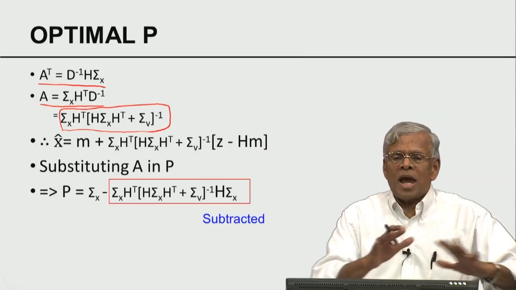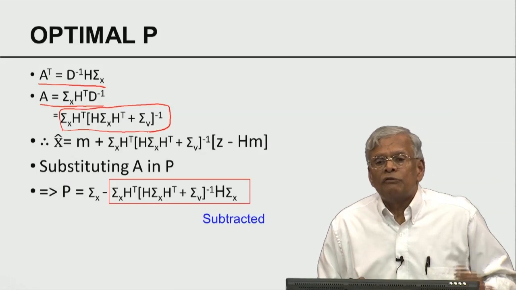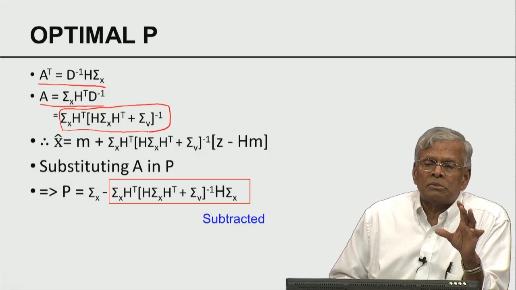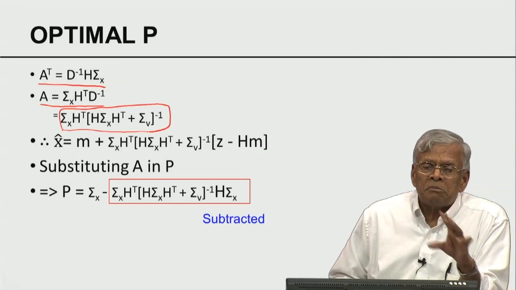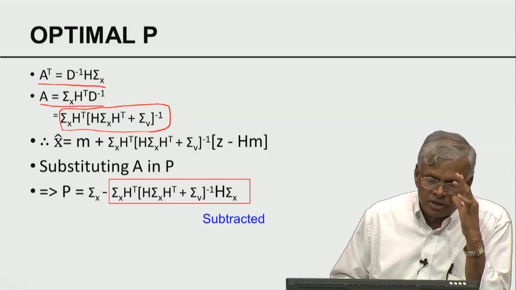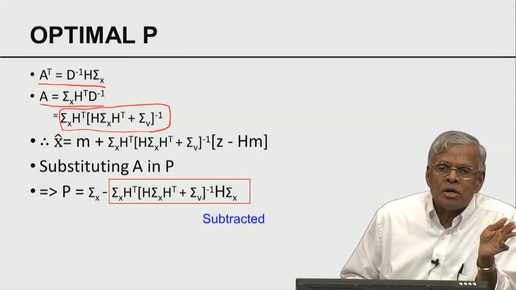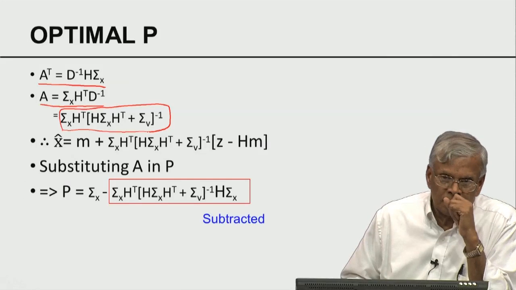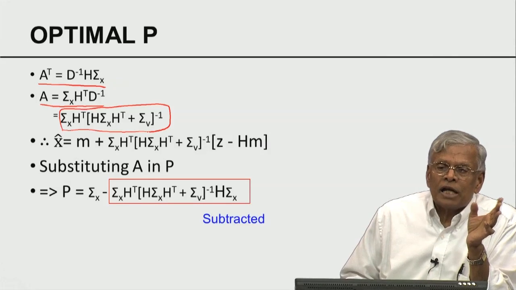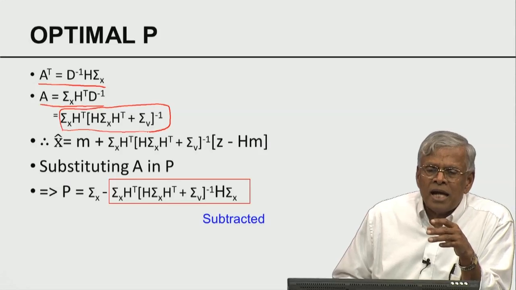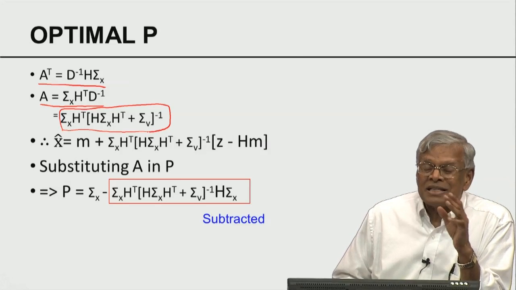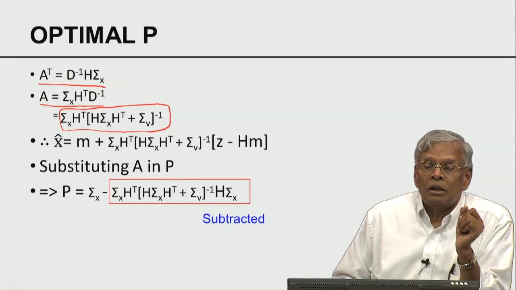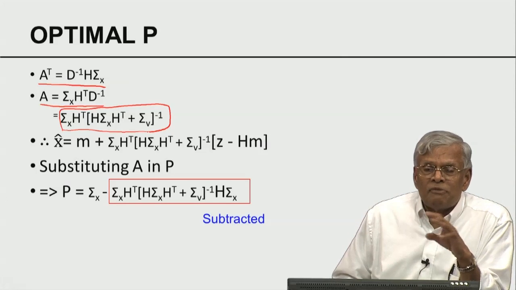There are several different ways to do the minimization problem. We chose a particular minimization problem. The reason for choosing what we did is that we already know how to minimize quadratic functions. So we fell back on what we know very well. We know how to minimize quadratic forms. Therefore, we converted the problem of minimizing the trace of P. Trace of P is the sum of all the Pii's.